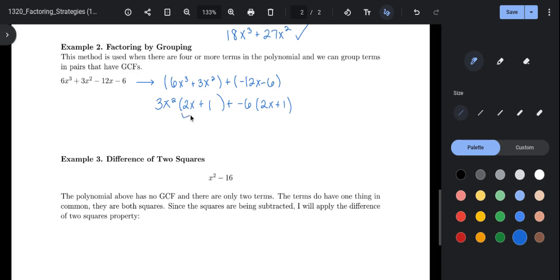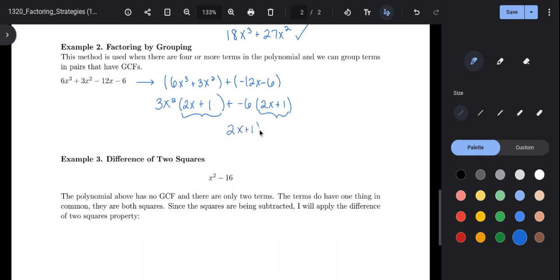Now, you'll notice that in our parentheses, we have the same expression, 2x plus 1. This always has to be the case when you're factoring by grouping. If you do not get the same thing, then you cannot use this strategy for your polynomial. It will not work.